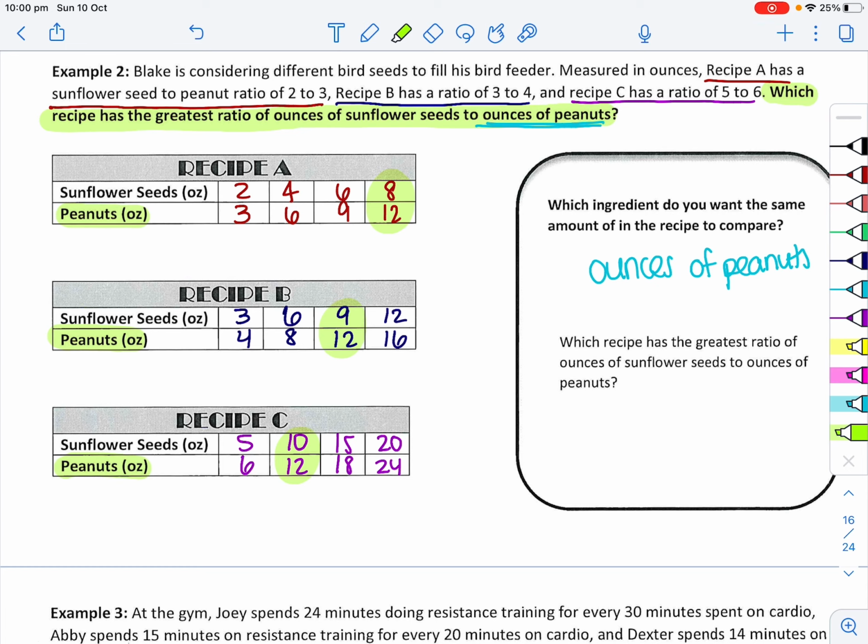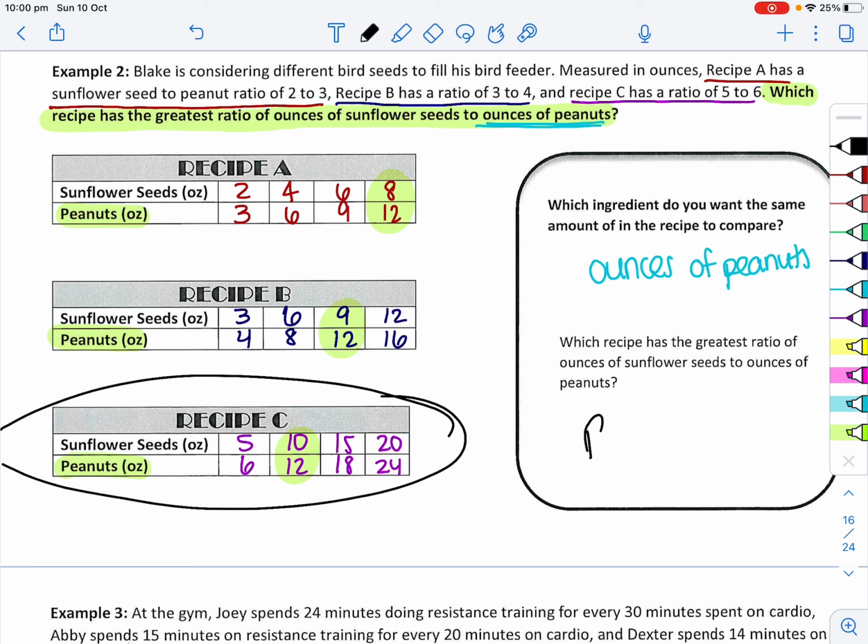For recipe B and recipe C, I don't need the whole table. I just need to have it be a 12 on the bottom. And you are able to stop creating the table at that point if you notice they're the same. Totally fine with me. So now I'm going to answer the question. Which recipe has the greatest ratio of ounces of sunflower seeds to ounces of peanuts? And it's going to be recipe C. When all of the peanuts are the same, recipe C has the most sunflower seeds with 10 ounces.